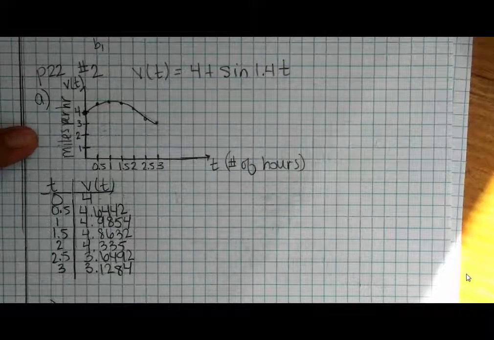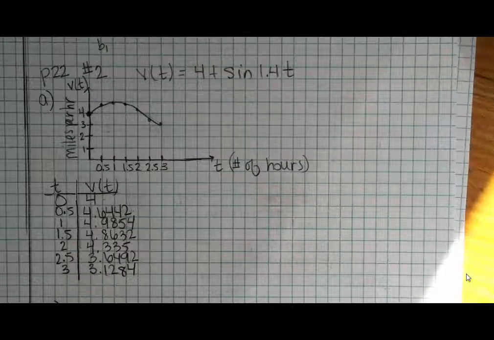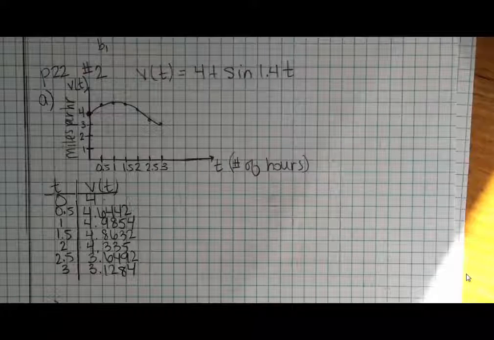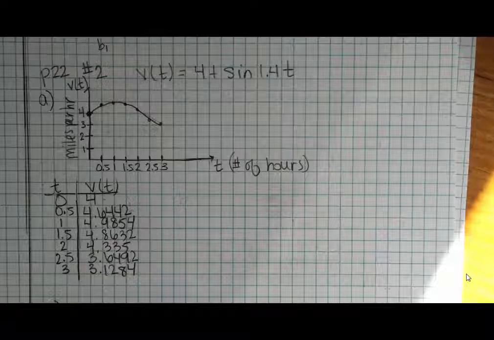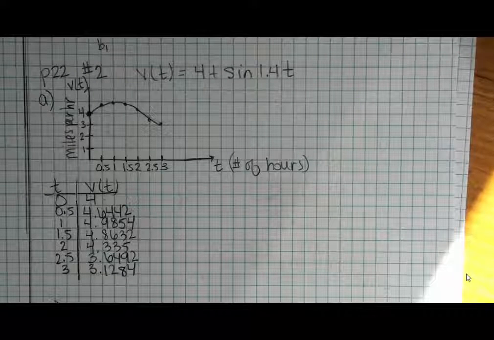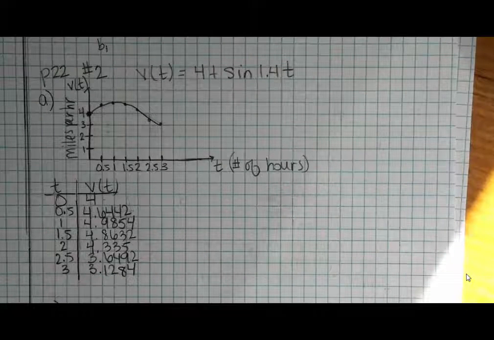Okay, I think A is done. So let's move on to B. B says, explain why a definite integral is used to find the distance Pace has gone in 3 hours. This involves looking at your axes. And it goes back to that exploration that we did when we were exploring what 1.3 was all about.